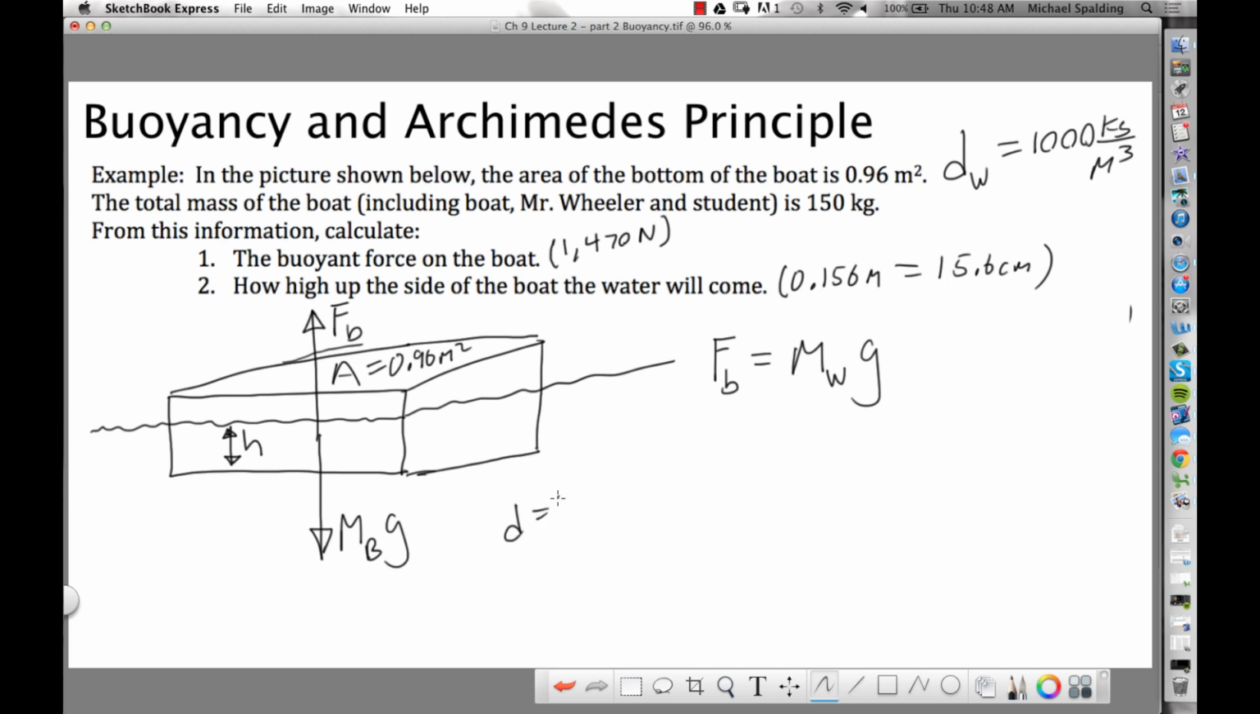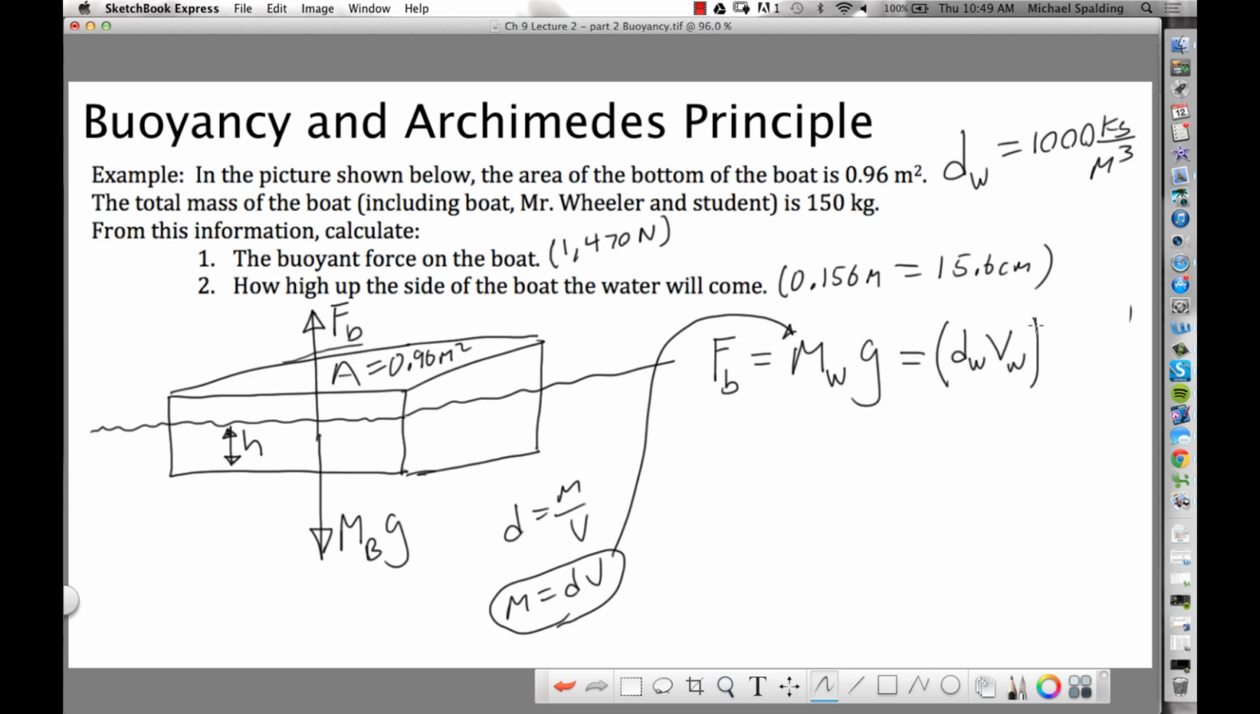Now, what can we plug in for the mass of the water? Well, density is mass over volume, so what's mass going to be? Mass is density times volume, so plug that in right here. So this is going to become density of water, volume of water, times gravity. Okay, what's this volume of water? Is it the entire pool? No. What do we mean by the volume of the water? It's the volume of the water displaced, which is equal to what? The volume of the object submerged.